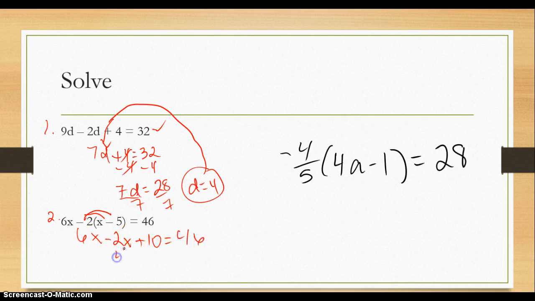Combine like terms. Simplify each side first. Subtract 10, take the inverse operation. So we get, this is 6 here too, sorry. We get 4x equals 36. Divide by 4, x equals 9.